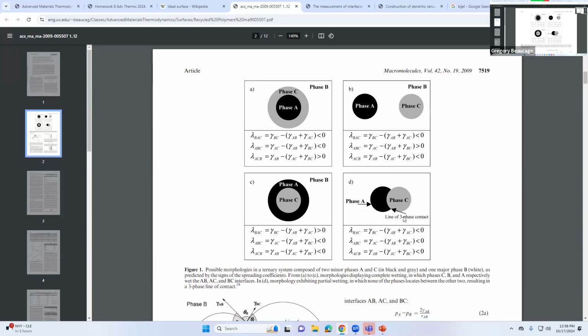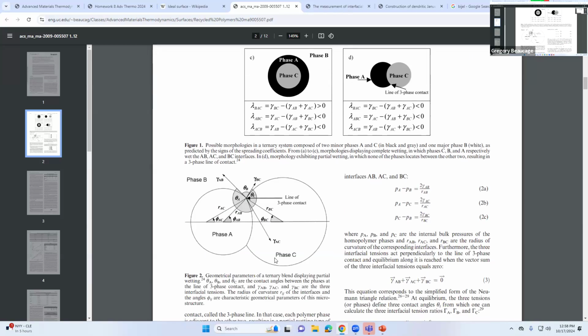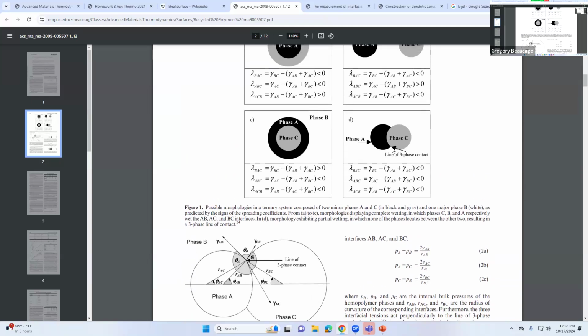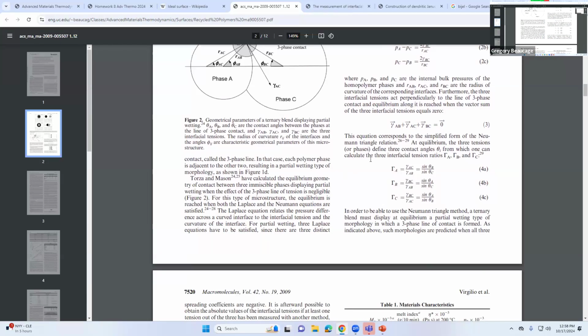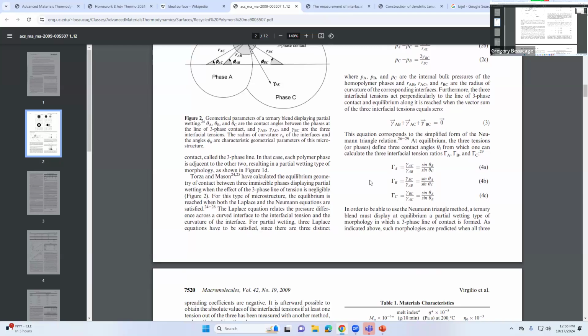So then you have a line of three-phase contact. So the place where he would apply this business is when you have a line of three-phase contact, and that's basically when you have three negative mixing coefficients, none of them want to mix, then you get this setup. So it's mostly geometric arguments and things in here.